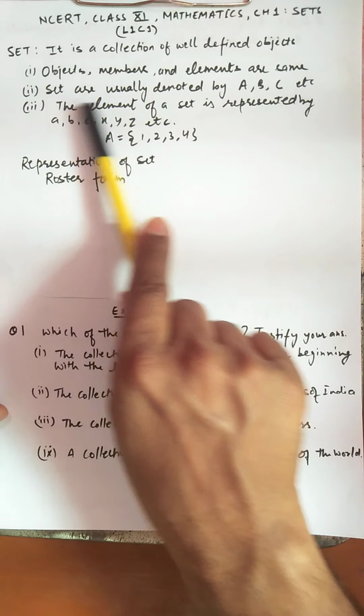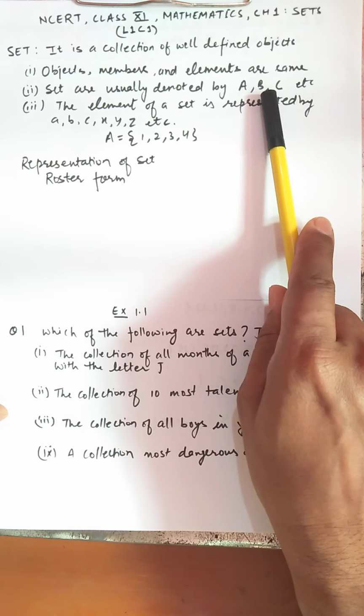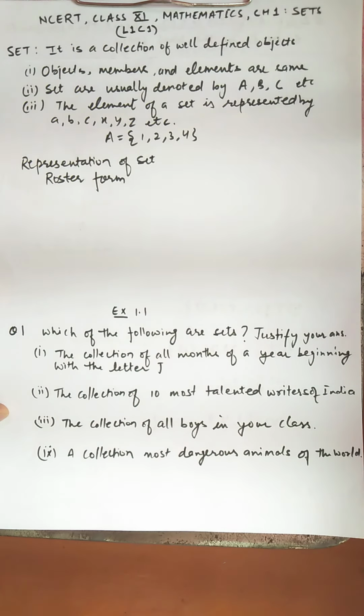Next, sets are usually denoted by capital A, capital B, capital C, etc. This is a general notation that we all follow throughout the world, so there should not be a question of debate why we should use capital A, capital B, capital C. These are the general notations used for defining sets.